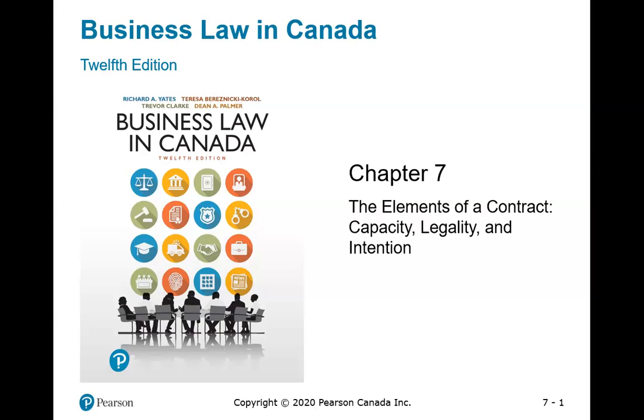So consensus is made of a valid offer. Offer has to be valid. Cannot be an invitation to treat. It has to be an offer. It has to be valid. It has to be in time. And effective acceptance. So acceptance has to be effective, has to be communicated, has to be unconditional. So this will form consensus, the meeting of the minds.